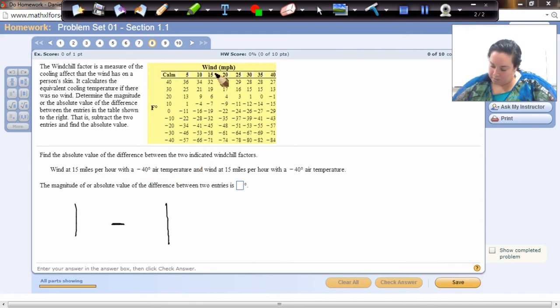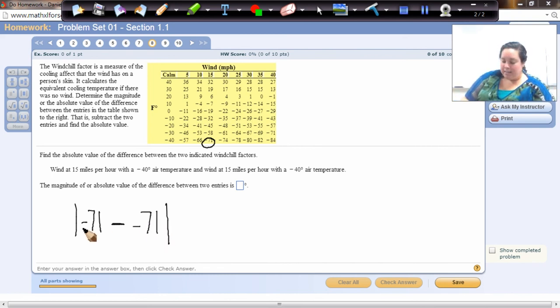So 15 miles per hour with a -40 temperature. So that's -71. And wind at 15 miles per hour with a negative 40 air temperature. So this is the exact same thing, negative 71. So we are going to subtract these, negative 71 minus negative 71, and then find the absolute value.